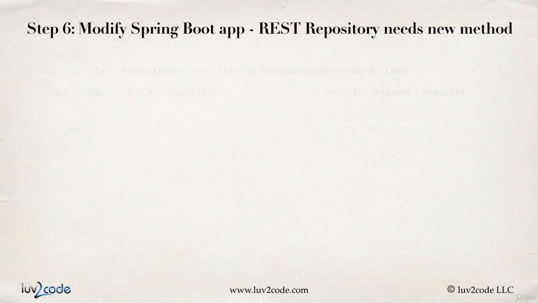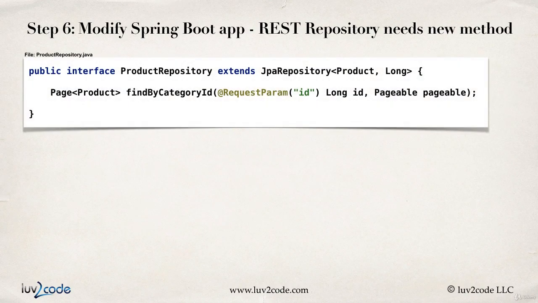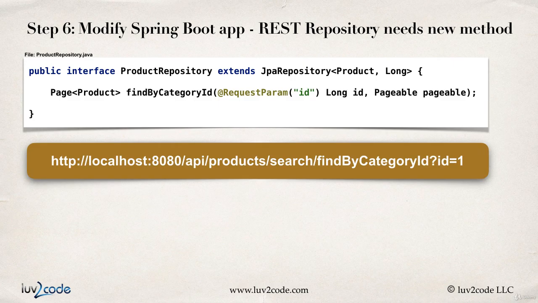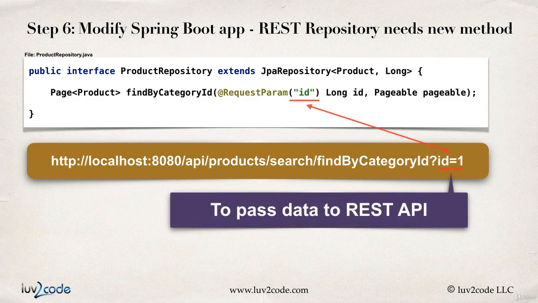And now with this new item, the question is, how do we pass data to this given REST API? Well, we simply use the question mark, id equals, and then we plug in the value. So that's the ID of 1. That's the category ID of 1 or 2 or 3 or 4. So that's how you pass the data to this Spring Data REST API.